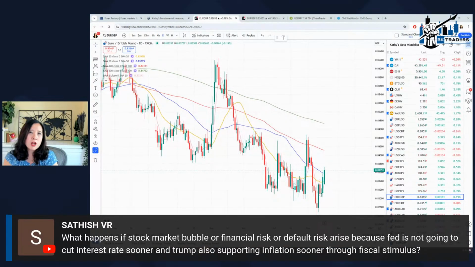What happens if a stock market bubble, a financial risk or default risk arises because the Fed is not going to cut interest rates sooner, and Trump is also supporting higher inflation? Very good question, Satish. It could lead to a deeper, more significant, more durable pullback in stocks that could lead to a sell-off in all of the yen pairs, all of the major currencies. So that's a risk. But so far, we don't have that. We could have that, but we'll have to see.